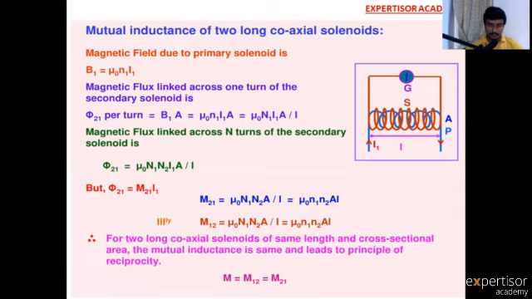What is the meaning of M12? M12 is the mutual inductance in the primary coil with respect to the secondary coil. M21 is the mutual inductance in the secondary coil with respect to the primary coil. So we get the relation for solenoids: M12 or M21 equals mu naught N1 N2 A divided by L. This is the mutual inductance of the two coaxial solenoids.